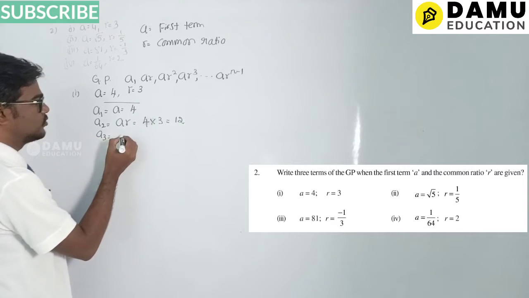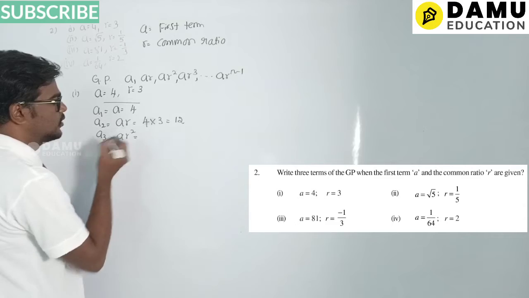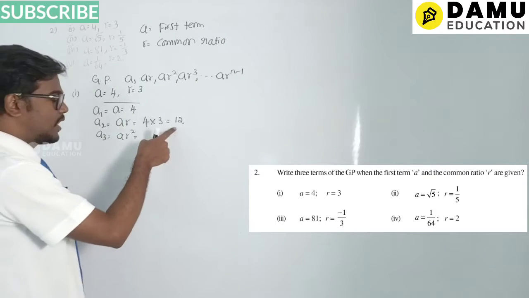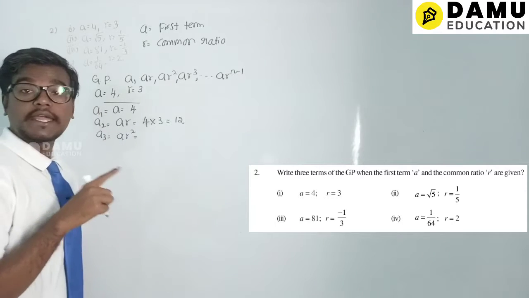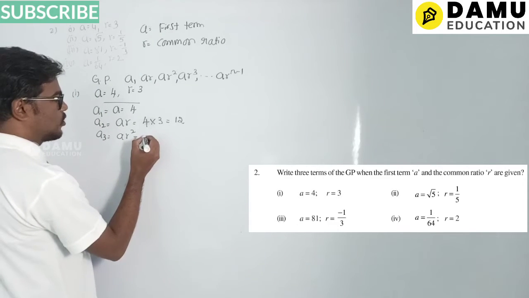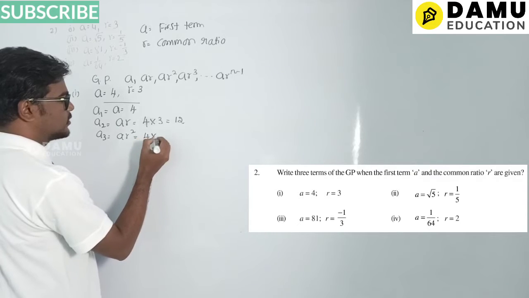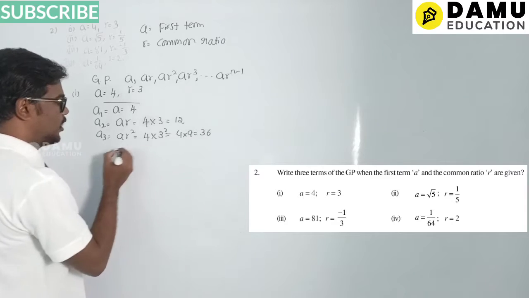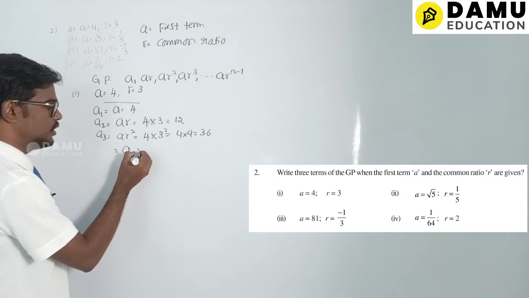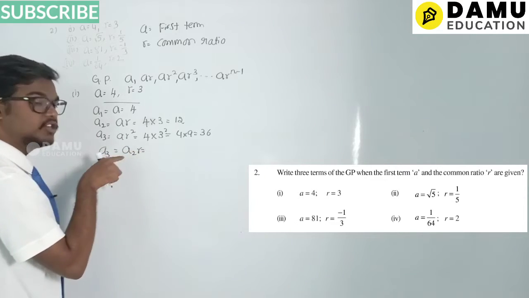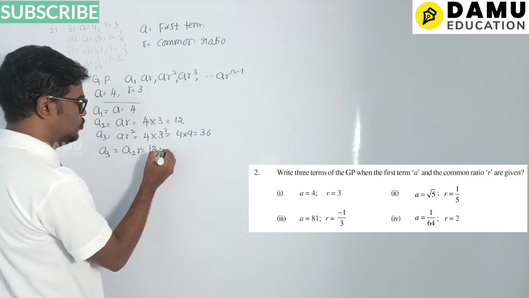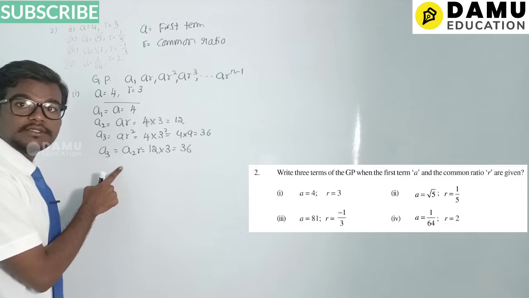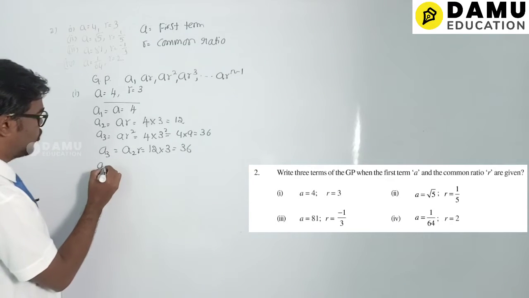Then A3 is equal to AR square, or you can calculate it as 12 into R. You can calculate it like that also. AR square is 4 into R square, that is 3 square, so 4 into 9. Or you can calculate A3 as A2 into R, so 12 into 3 is 36. So this is another method. This is another way.